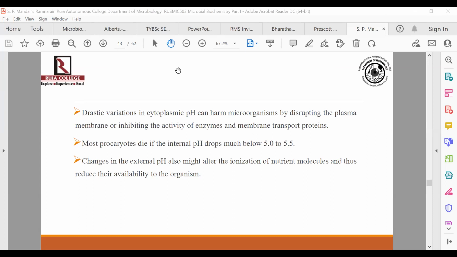The changes in the external pH also might alter the ionization of nutrient molecules and thus reduce their availability to the organism. Okay, so this is the most important part: mostly when there are changes in pH, the nutrient molecules get ionized, and after ionization their uptake becomes a little difficult, and thereby it affects the availability of those nutrients to the organism. So you have to understand that change in pH is not just affecting enzymes and transport proteins, but it is also going to affect several nutrient molecules, thereby causing hindrance in the entire uptake process.